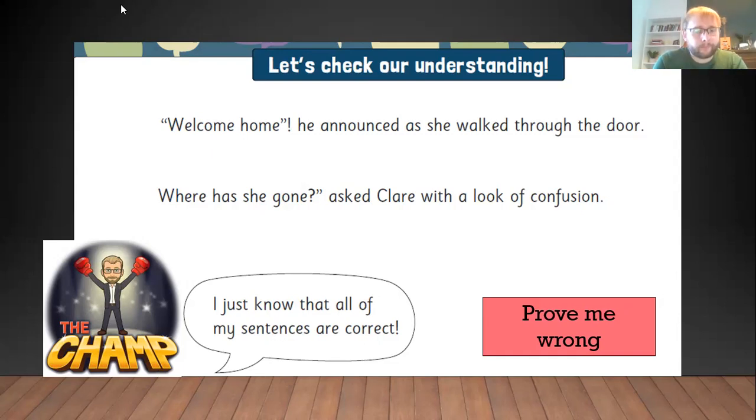Obviously, I'm not right. I've not got all of my sentences correct. There are mistakes there. In that first sentence, if we have a look, that exclamation mark should be inside the speech quotation, should be inside those inverted commas. And it isn't, so that's wrong for a start. I should then have a comma after "he announced" as she walked through the door. In the second sentence, I've not opened my speech. I've closed my speech, but I've not opened it. So that's wrong right from the beginning. And there should also be a comma after "asked Claire".